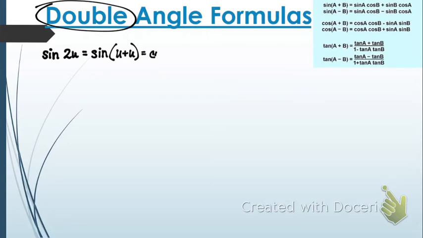Sine u cosine u. And then what? Plus sine u times cosine u. Because my two angles, alpha and beta, in this case, are the exact same angle. Can I simplify that at all?